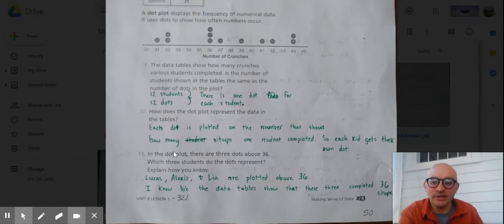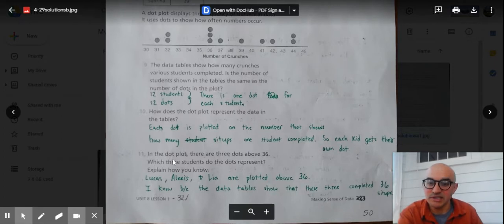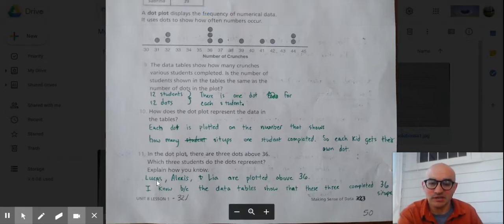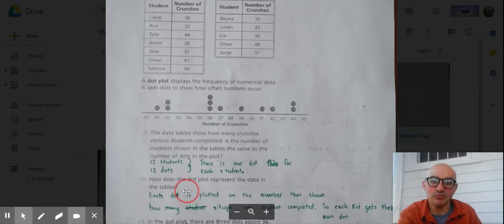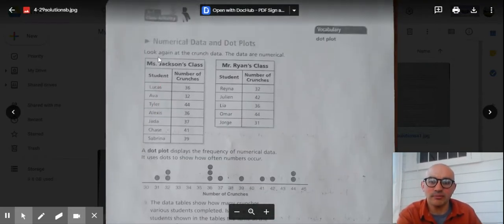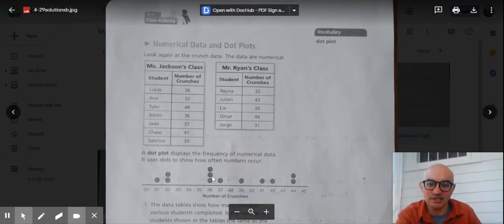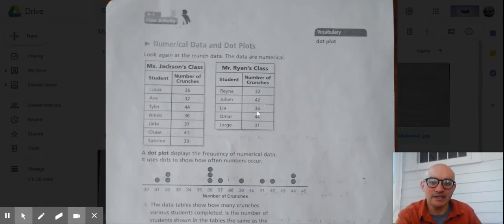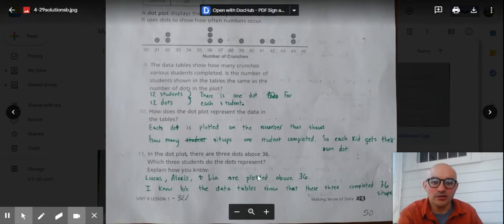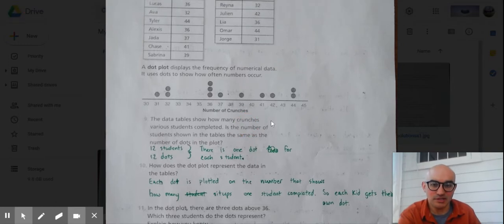And then finally, number 11, in the dot plot, there are 3 dots above 36. Which students do these dots represent? And I listed these students earlier. It would be Lucas, Alexis, and Leah. I'm going to bring you back up here. Just one quick little reminder. Lucas has 36, so he's one of these dots. Alexis has 36. She's one of these dots. And then Leah has 36. She's one of these dots as well. These 3 dots are those 3 kiddos. And so there they are. They're plotted above the number 36. I know this because the data shows that these students completed 36.